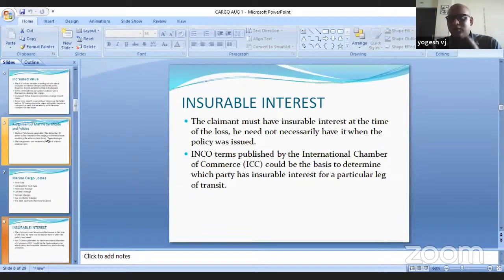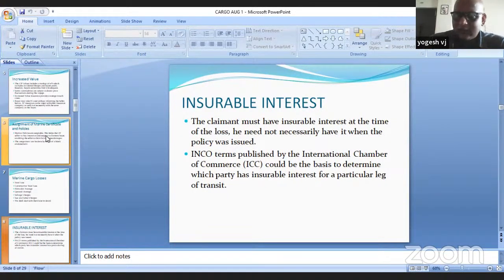Clear title should be there. Either ABB should have insurable interest or Power Grid should have insurable interest. So the claimant must have insurable interest at the time of loss. He need not necessarily have it when the policy was issued.